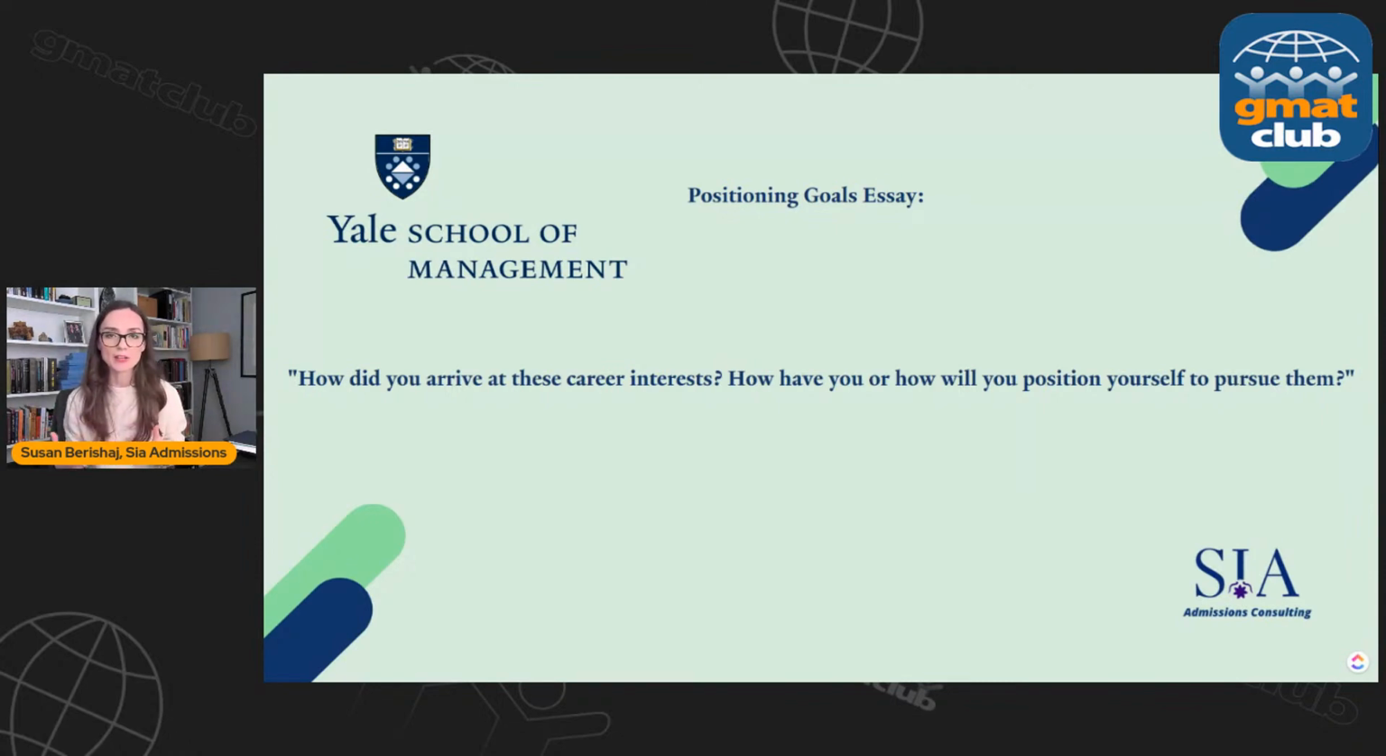Yale cares about the world. They care about the impact that you're going to have in the world. So you need to show them that the role that you want to have, the goal that you aspire to, is in some way participating in a larger conversation that is, in essence, helping the world in some way. So how do you respond to this question? How do we break this question down?